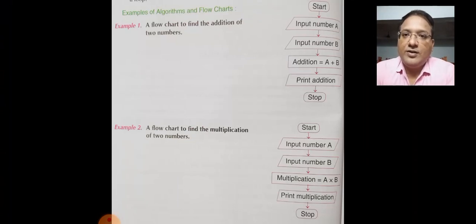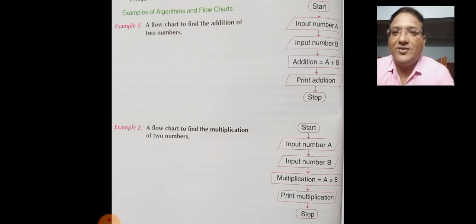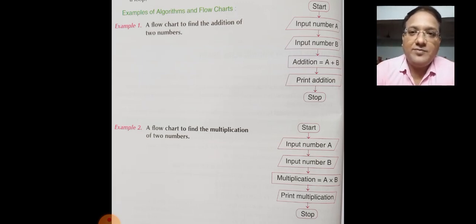So now next, addition equal to A plus B. So what is the shape of this symbol? Rectangular. So the name of the symbol is processing box. Very good. So addition equal to A plus B.